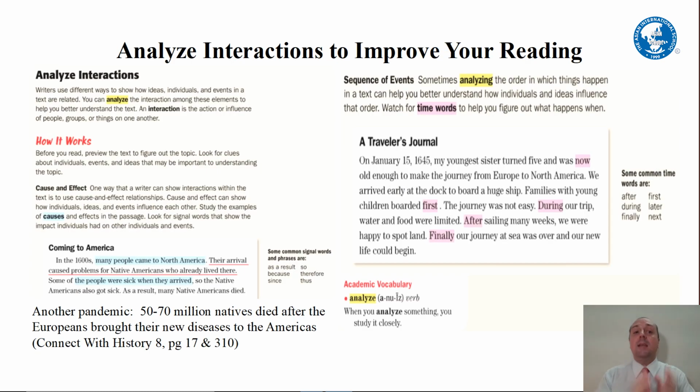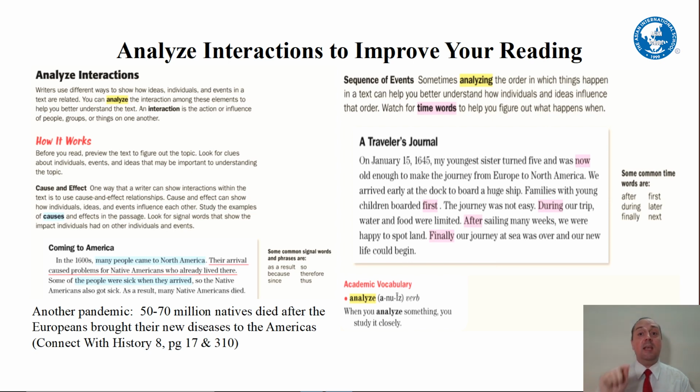So, next step. We talked at the beginning about analyzing interactions. Before we talk about this, let's talk about those two words. First one is analyze. Your turn. Analyze. Good. You can see at the bottom here, analyze means to study something closely.